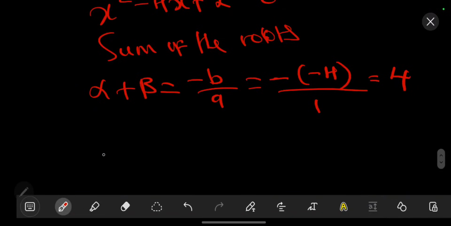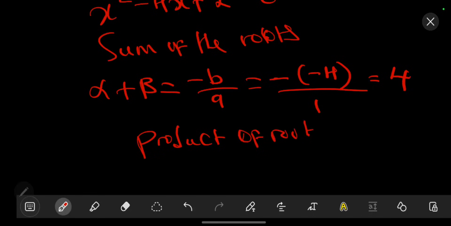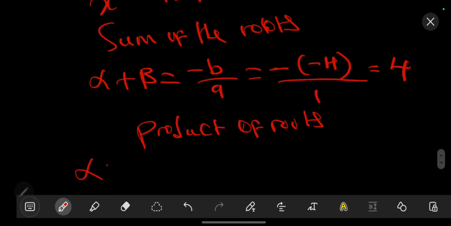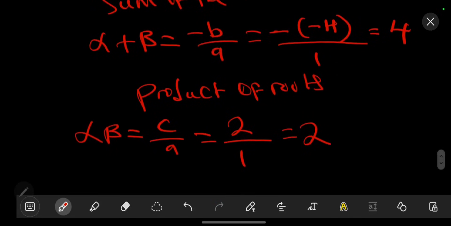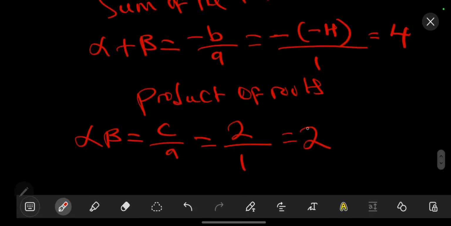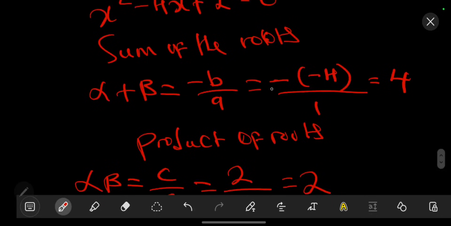Then we also find the product of roots. So the product of roots is equal to alpha beta, which is equal to c over a. The value of c is 2 over our a is 1, so we are going to have 2. So now wherever you see alpha beta, you replace with 2. Wherever you see alpha plus beta, you replace with 4.